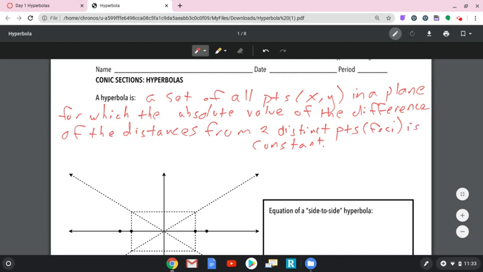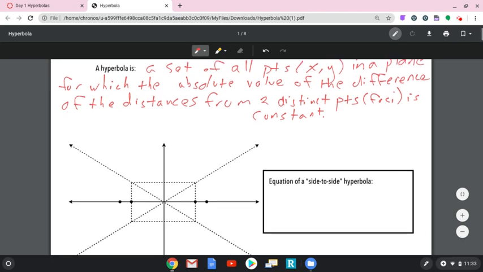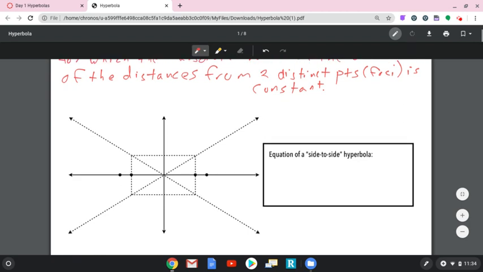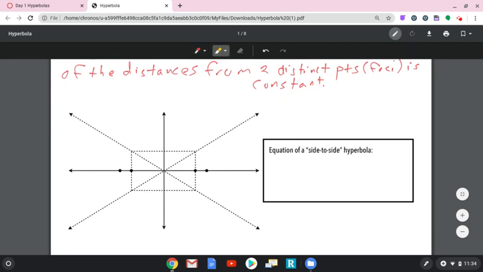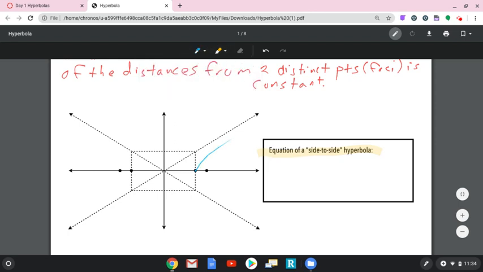All right. So what we have here is a diagram, and what they mean by what I just stated. If I picked a point on the hyperbola. So here's an example. This is an example of what we call a side-to-side hyperbola, and I'll explain what the definition meant when it talked about distance. It's a side-to-side hyperbola because it opens to the side, left and right.